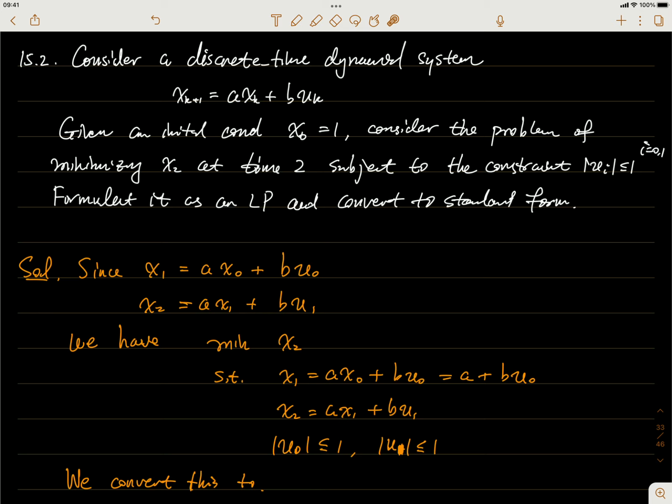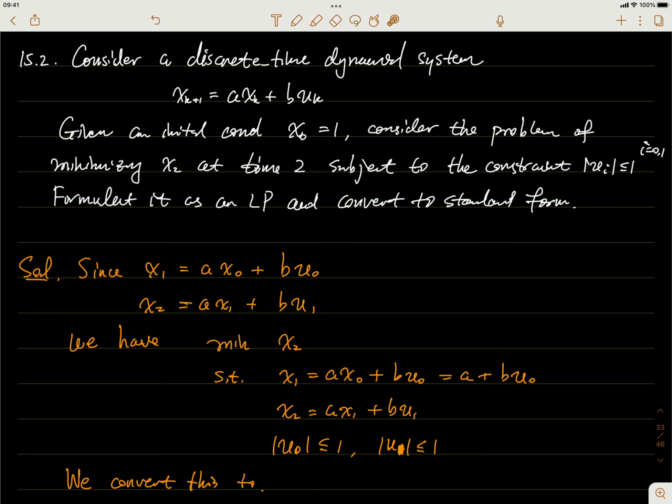This is a kind of linear dynamic system because x_{k+1} depends on x_k and u_k linearly. Here a and b are some given values. Now, given an initial condition x_0, we know that the initial state is equal to 1. Then consider the problem of minimizing x_2 at time k equals 2, subject to the constraint that u_0 and u_1 both have a magnitude less than or equal to 1.